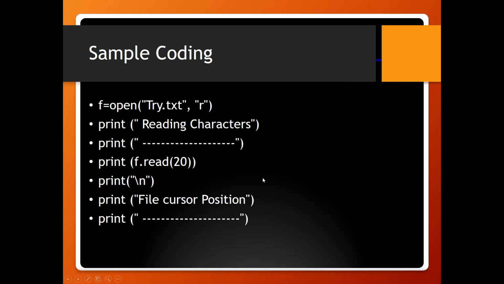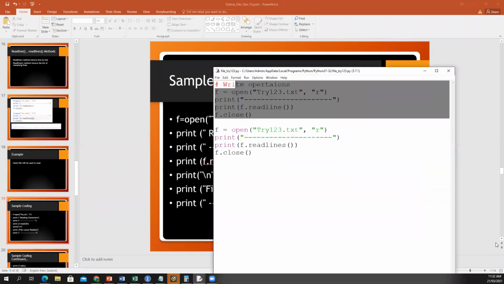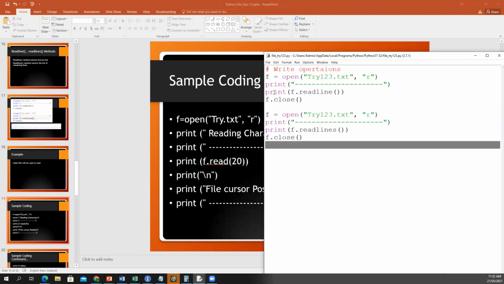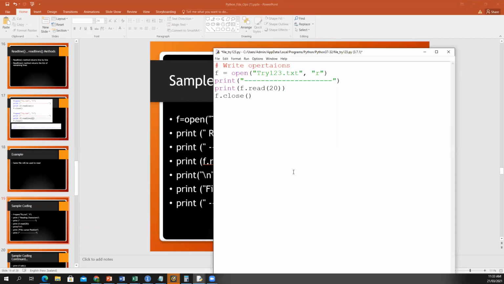Okay, guys, as I told you, in read you can also place the characters. So now I will open the same file again, and I will write here, for example, print f read, and instead of reading line by line, I want to read only the first 20 characters. Here I am just going to remove this. Now I will save it and see by running it.